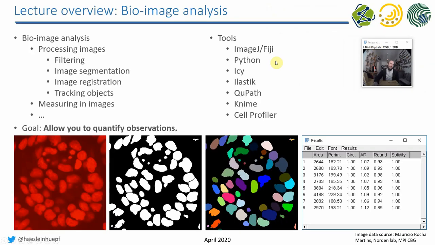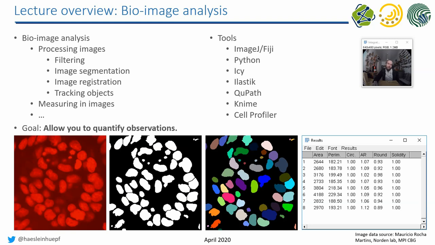So bioimage analysis basically means processing images, images from microscopes usually, and that can be filtering, like post-processing images in certain ways, image segmentation, finding objects in images, registering images, so different images showing the same scene and bringing information from these images together, or tracking objects in images and stuff like that. And in order to actually analyze images, of course, we want to do measurements in images. And I would like to show you how this works. We will spend the major part of this semester on these topics.